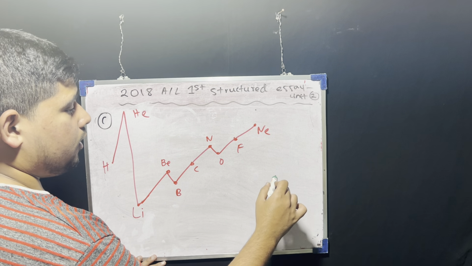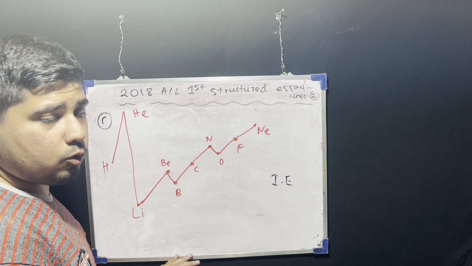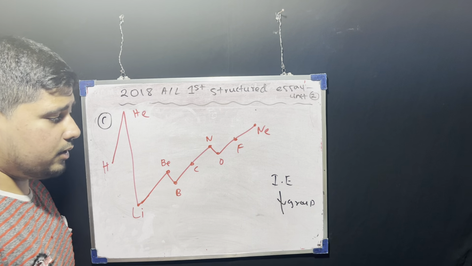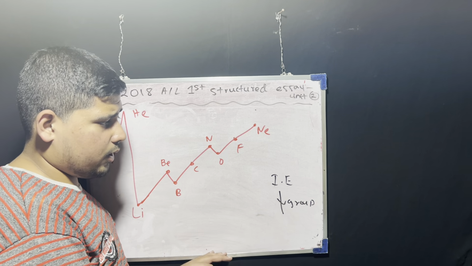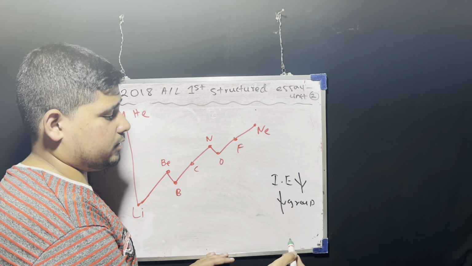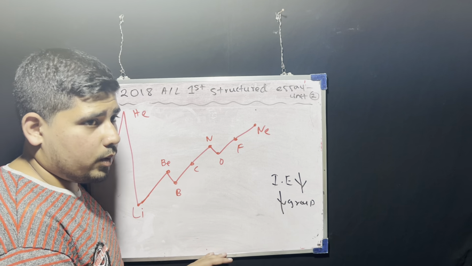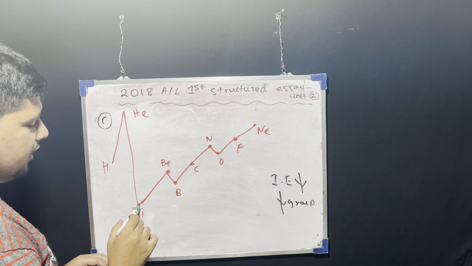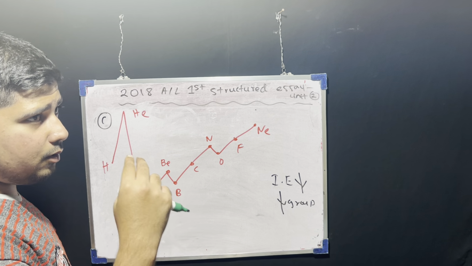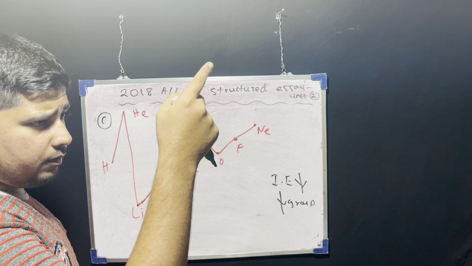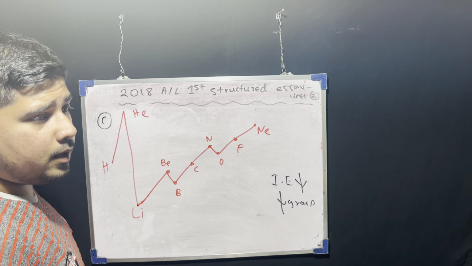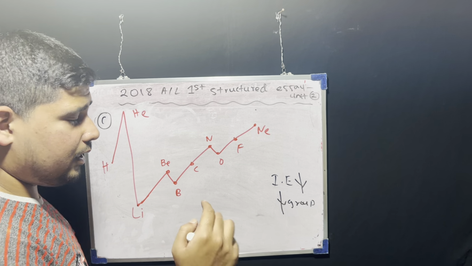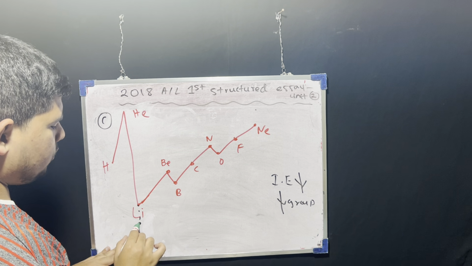Now you know what happens to first ionization energy down the group. First ionization energy decreases, because down the group size increases. When size increases, first ionization energy decreases. Sodium is below lithium in the first group, so the first ionization energy of sodium should be lesser than lithium. Therefore, sodium should be somewhere here.